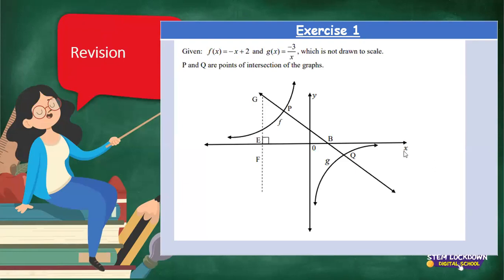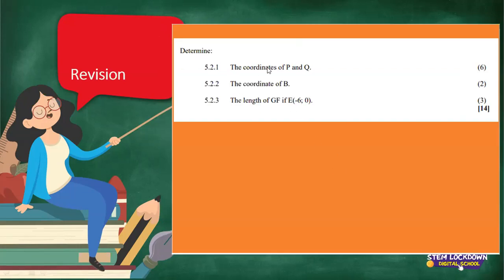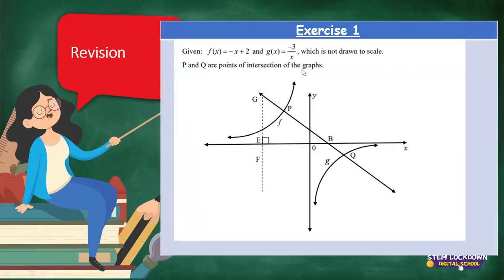Okay, so looking at this exercise one, it is saying given f of x as minus x plus 2 and g of x as 3 minus 3 over x, which is not drawn to scale. P and Q are points of intersection of the graph. Okay. You can see that. Now the question is: determine the coordinates of P and Q. What will be the coordinates of P and Q?